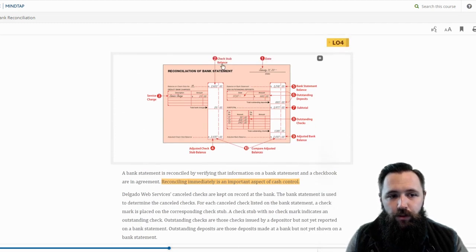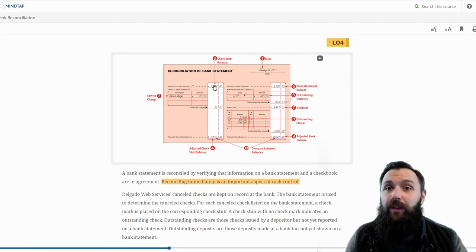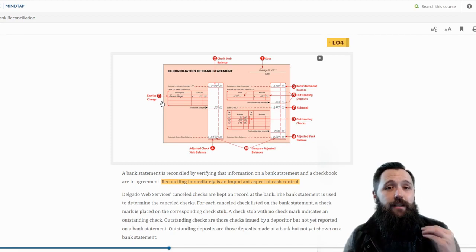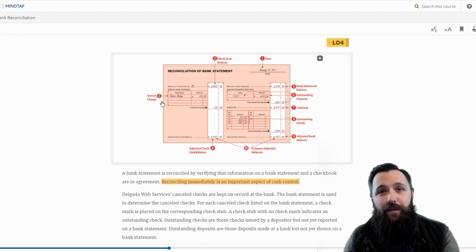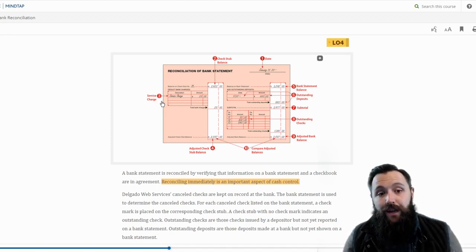Now, number 2 is we're going to put in the check stub balance. So here, this is what's in our check stub, that balance that's brought forward. After that, we're going to write down any service charges that we might have had and that we might have missed, because this is one of the reasons that our bank statement and our checkbook's not reconciled, is a service charge. So maybe we have a monthly service charge. We don't record it in our depositor records yet, okay, in our checkbook, but now during the reconciliation, we're going to put this in here.